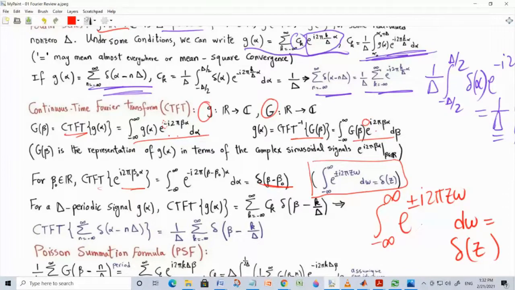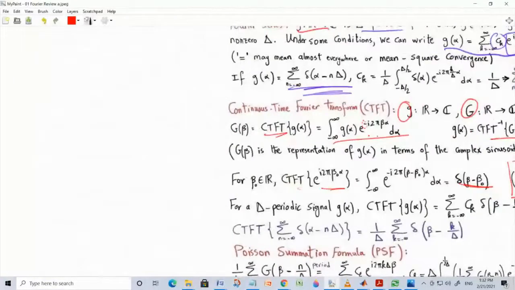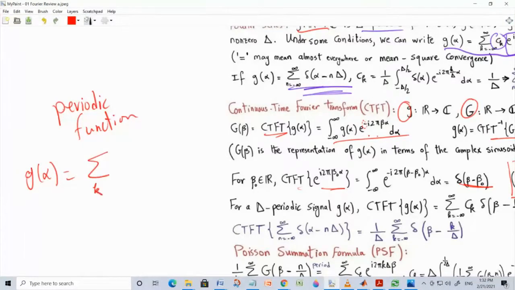And basically we can define the CTFT for periodic functions. So if you have a periodic function, suppose again it satisfies some conditions, so it has a Fourier series that looks like this, if its period is delta.